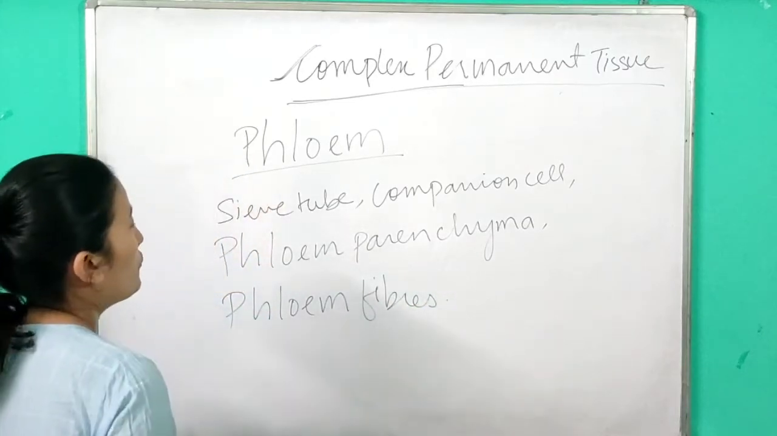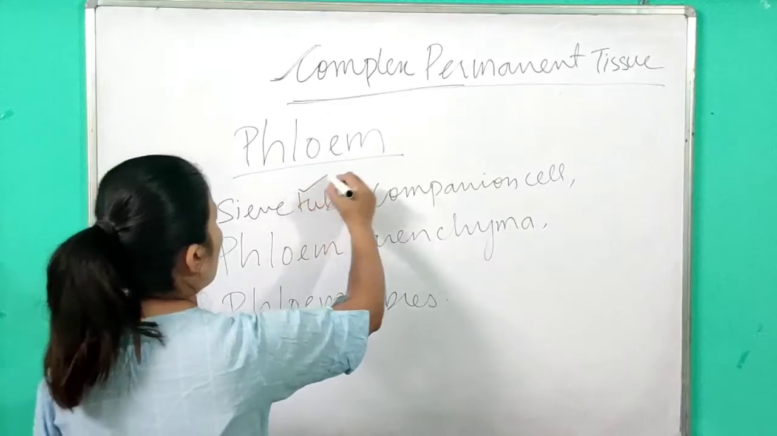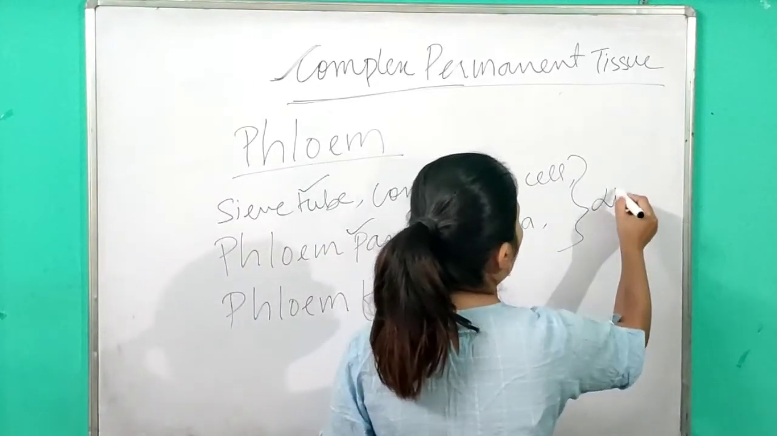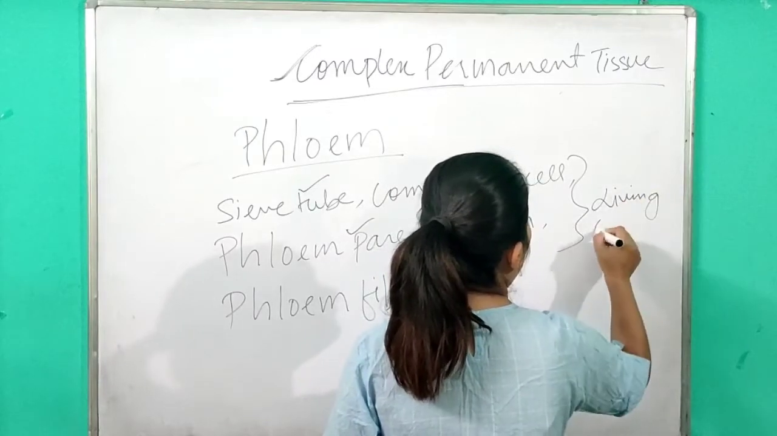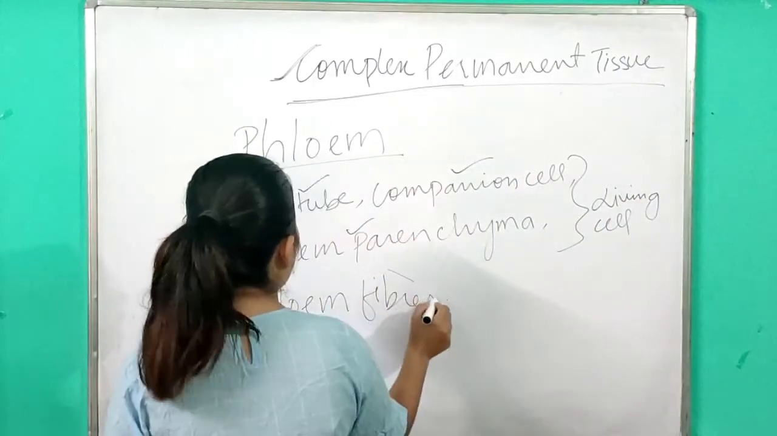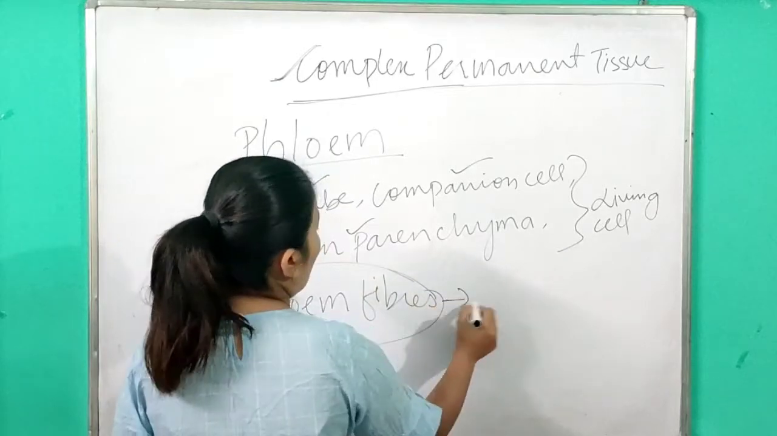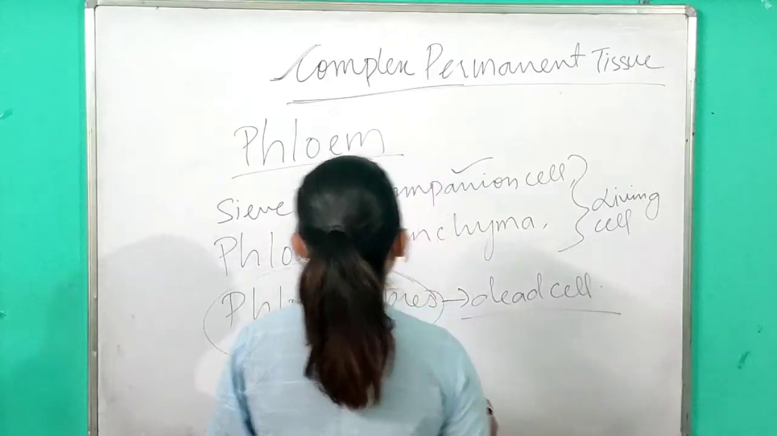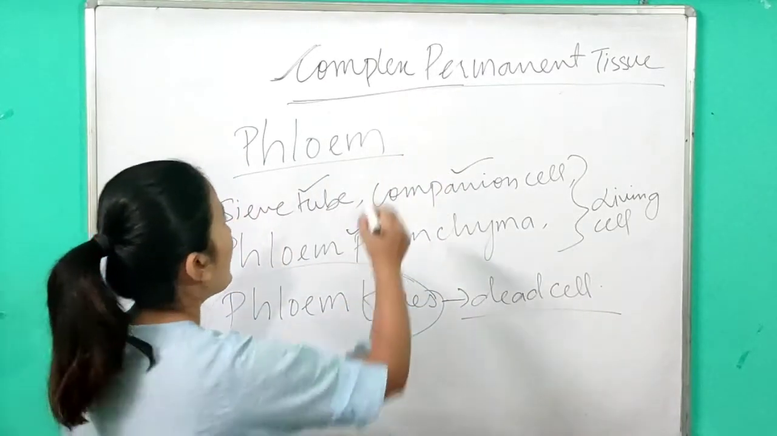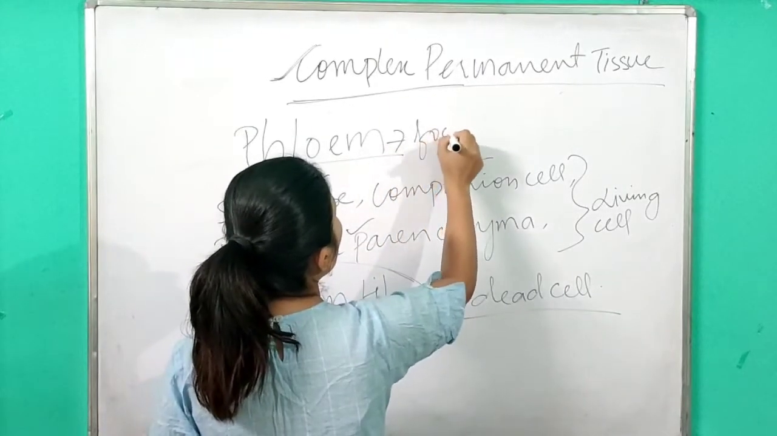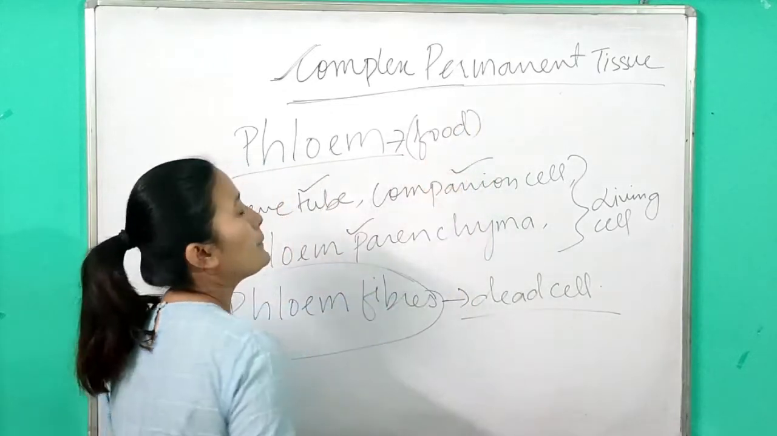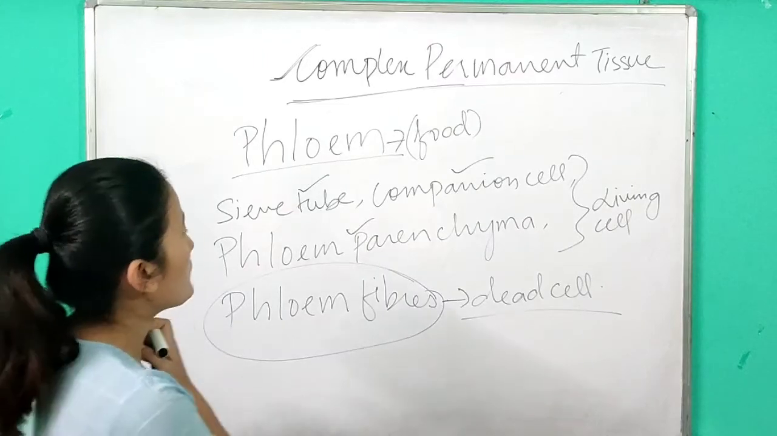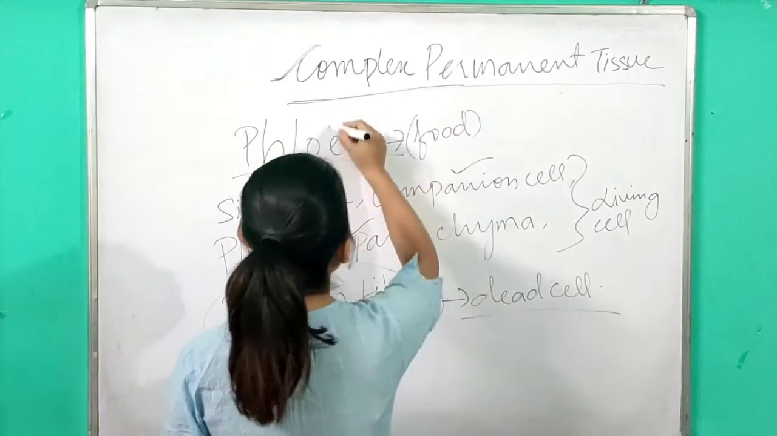Now from these 4 types, your sieve tube, companion cell and phloem parenchyma, all these 3 are made up of living cells, whereas your phloem fiber is made up of dead cells. Now, what is the role of a phloem? It helps in translocating the food. Now, where is food prepared in the plant? It is prepared in the leaves. So from leaves to different parts of a plant, it is translocated with the help of phloem.